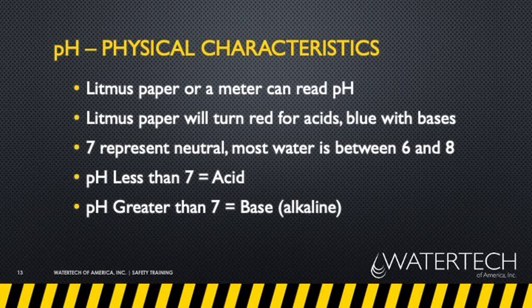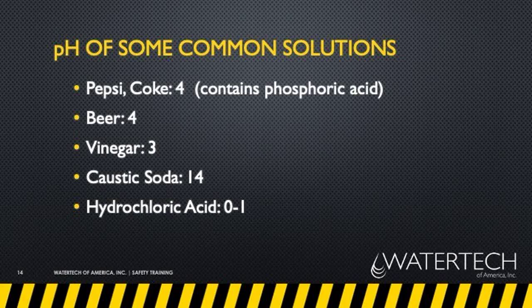You can use litmus pH paper and just make sure that it's neutralized and that you can keep it down the drain. Here are the pHs of some common solutions. Due to its low pH, Coke was used as an anti-seizing agent before newer technologies were developed.